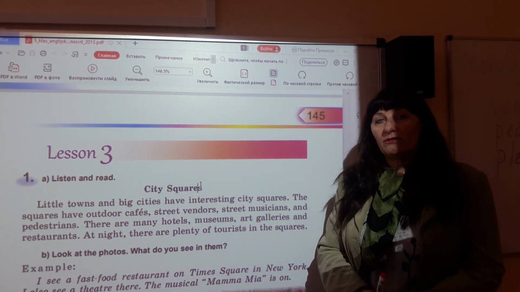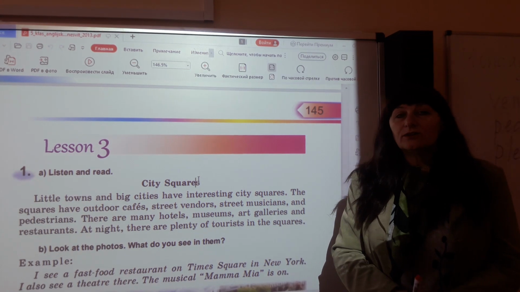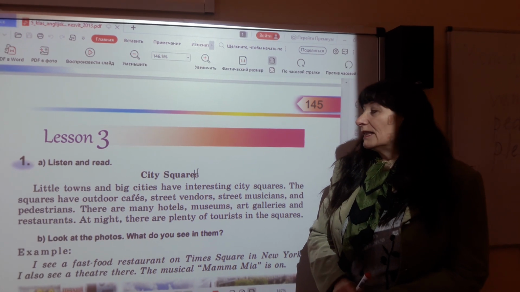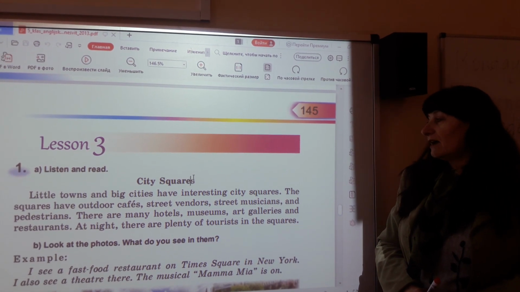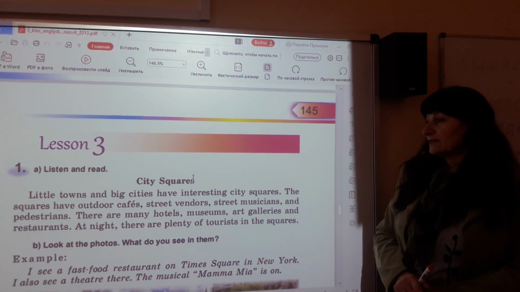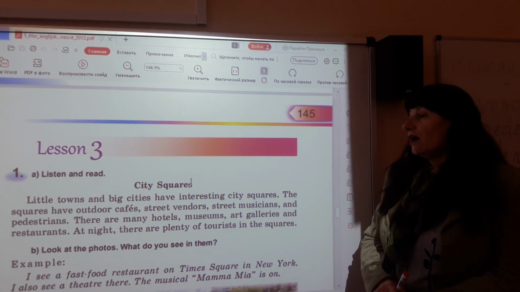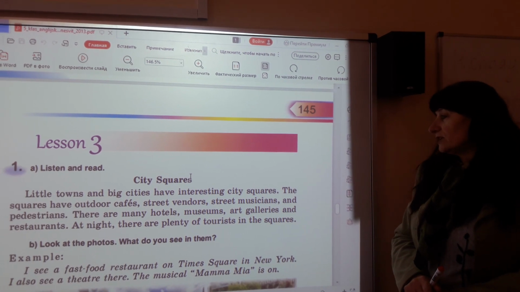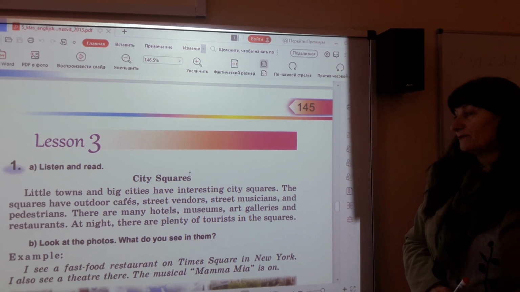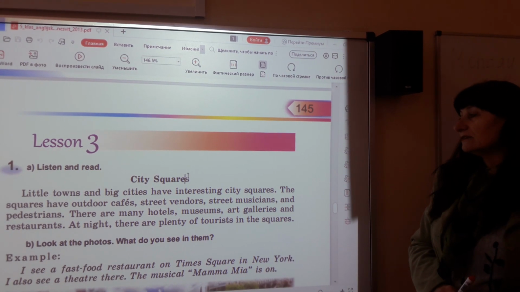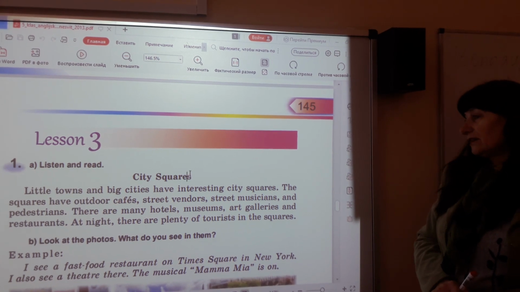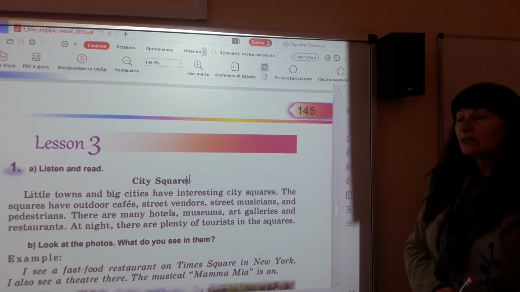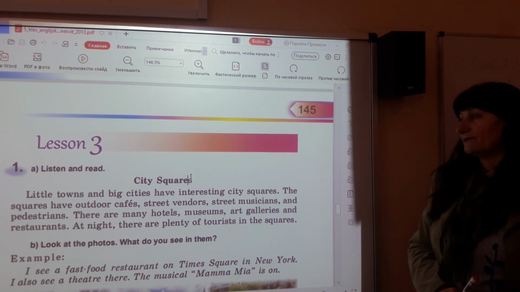So, listen to my reading and pay attention to the pronunciation of the words from our text. Little towns and big cities have interesting city squares. The squares have outdoor cafes, street vendors, street musicians, and pedestrians. There are many hotels, museums, art galleries, and restaurants. At night, there are plenty of tourists in the squares.